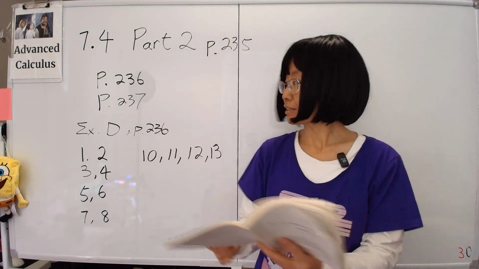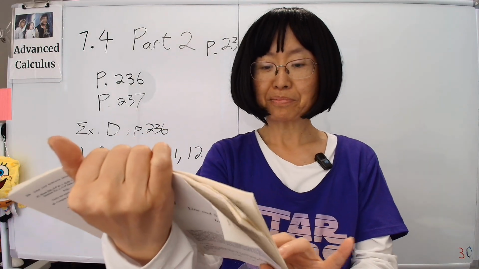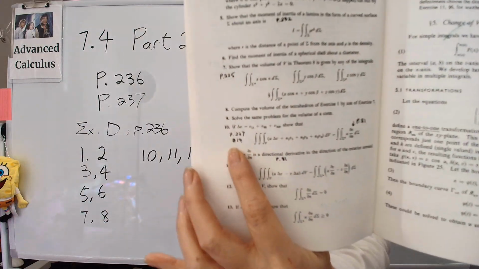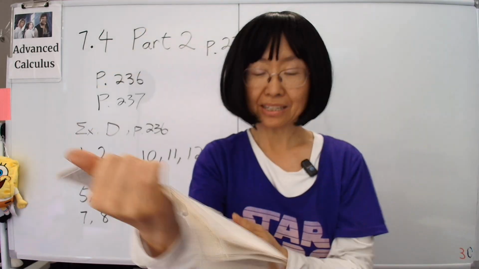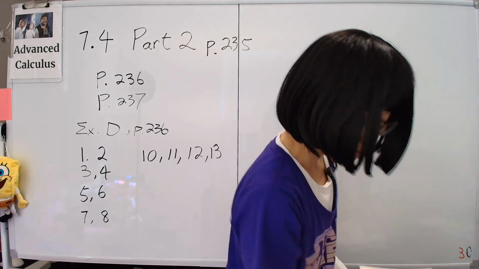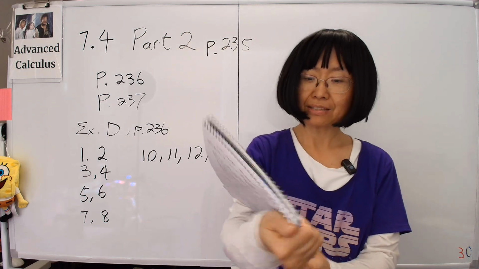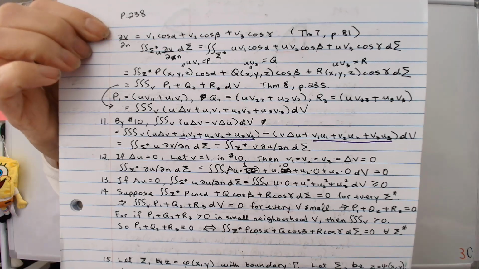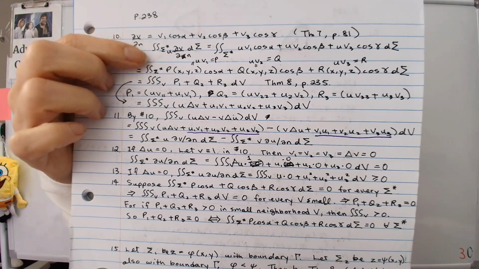So next, let's look at problem 10. This problem looks almost identical to problem 14 on page 227. So we're going to do it in a similar way. First, we need to figure out what the directional derivative is. The directional derivative is given in the book, page 81, theorem 7. So I just copied it right down here. And once we have that copied down, then we're good to go.